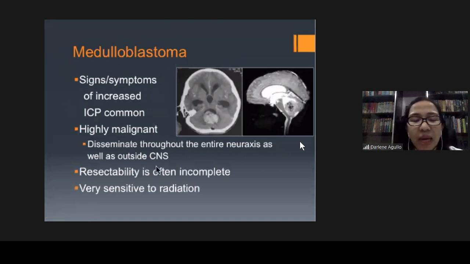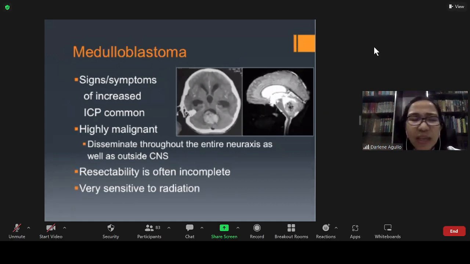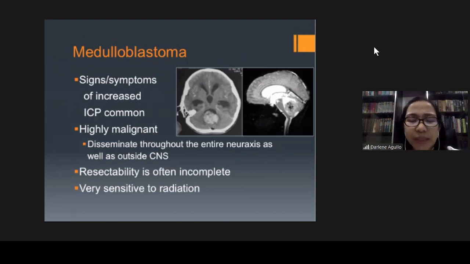Okay? Resectability is often incomplete. So, combination yan palagi ng tumor debulking, chemotherapy, radiotherapy, no? The tumor naman is very sensitive to radiation. Kaya lang, kasi nga kumakalat siya kung saan-saan, pati labas ng CNS, pabalik-balik. No? Kaya very poor prognosis.